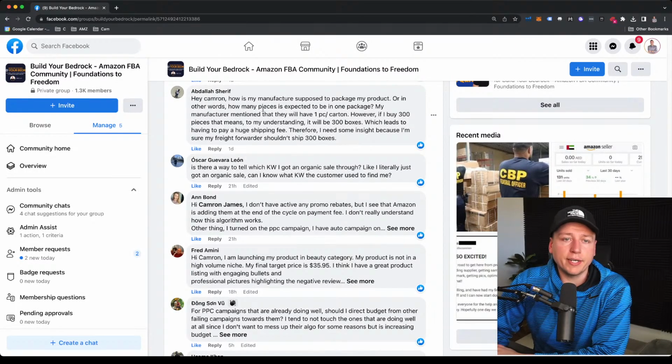Abdullah Sheriff: Hey Cameron, how is my manufacturer supposed to package my product? Or in other words, how many pieces are expected to be in one package? If you're talking about master cartons, then as many as they can fit in and what their standard cartons are.